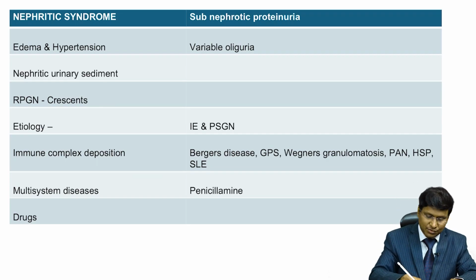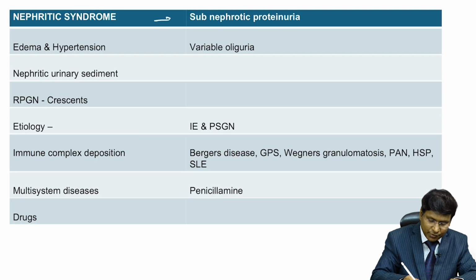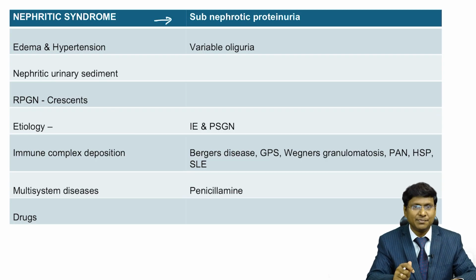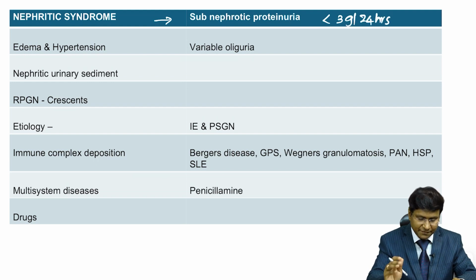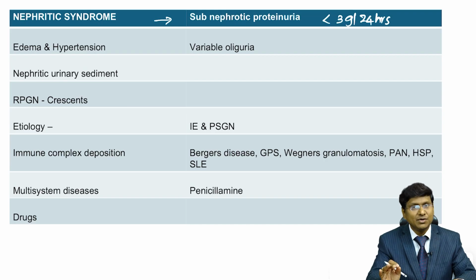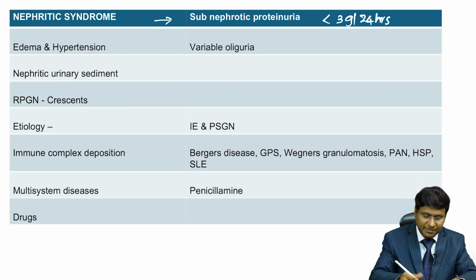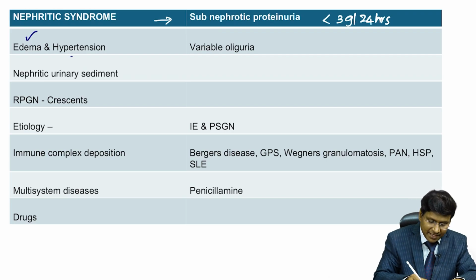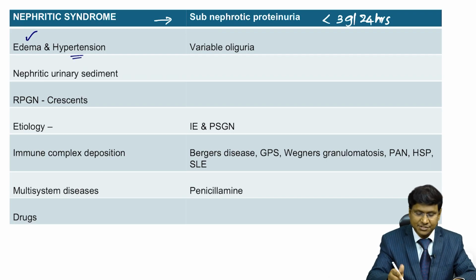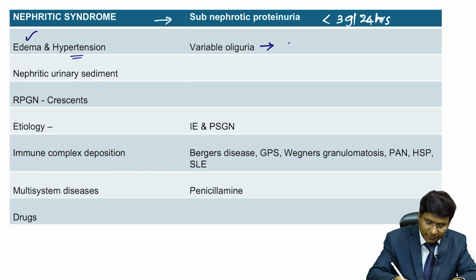So nephritic syndrome, the important point is the proteinuria that you will have is subnephrotic proteinuria, that is less than 3 grams per 24 hours. Because of the proteinuria, the oncotic pressure will be reduced, and that will cause fluid overload, resulting in edema, and there will also be development of hypertension. They will also have oliguria, where the urine output will be less than 400 ml per 24 hours.